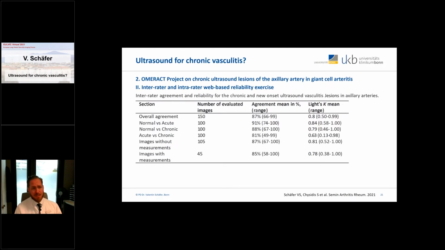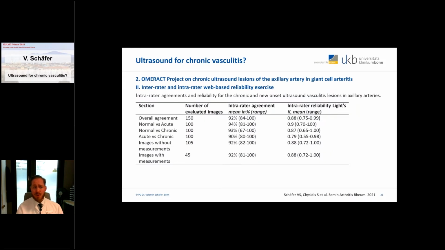So you see the result of the inter-rater agreement, and whatever we looked at, normal axillary artery versus acute, normal versus chronic, acute versus chronic, images with and without measurements, we received very good Light's kappa values, which constitutes a very good agreement in this exercise. And the same accounts for intra-rater agreement, so within the examiner and himself, and this was also very good.